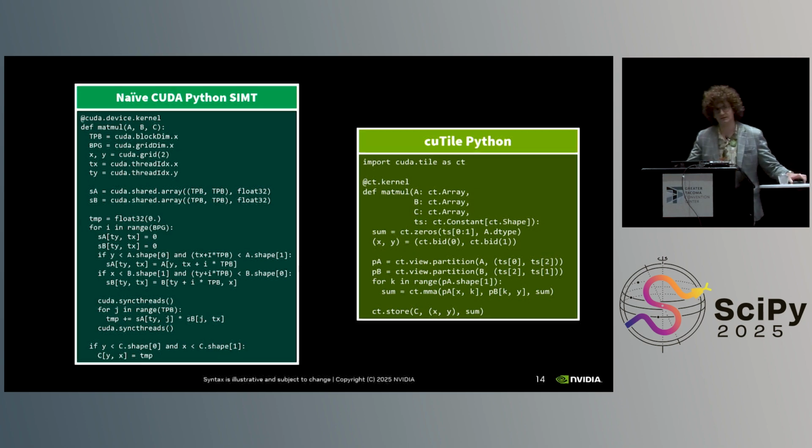cuTile is simpler and higher productivity than SIMT programming. You should be able to get good performance faster with it. With cuTile, you don't have to decide how data is loaded, mapped to threads, and stored locally. The system does that for you. You just express your computation as array operations.